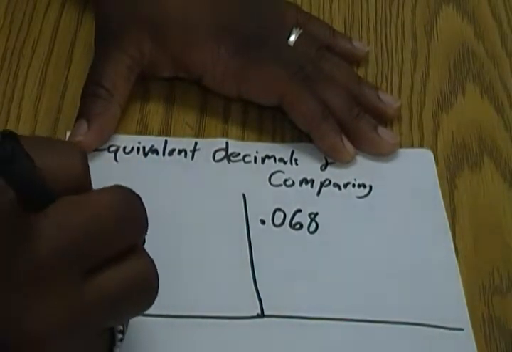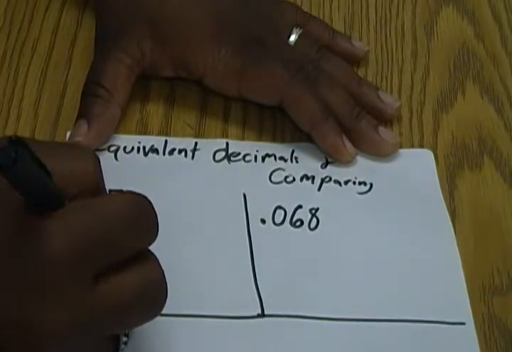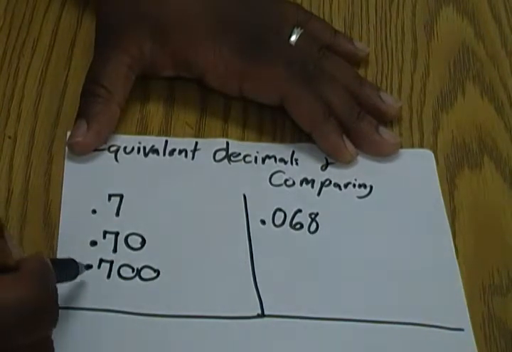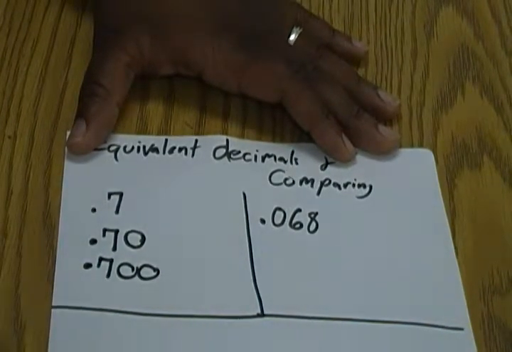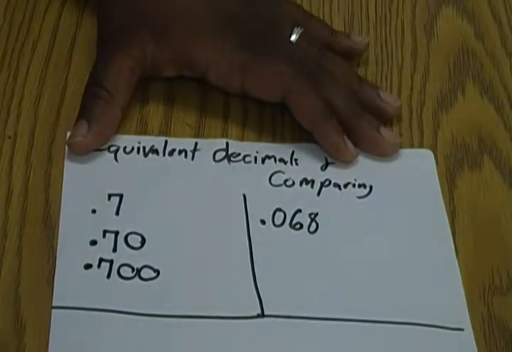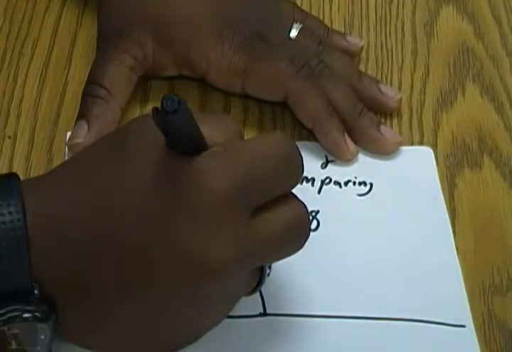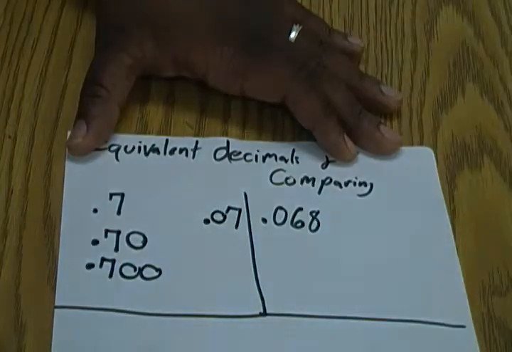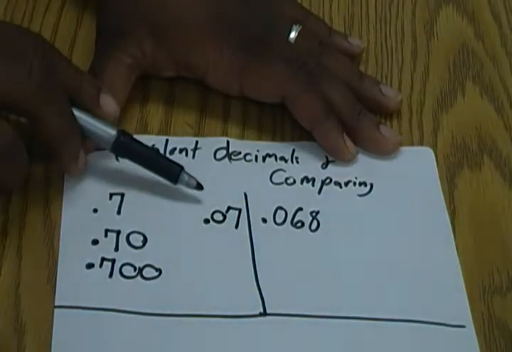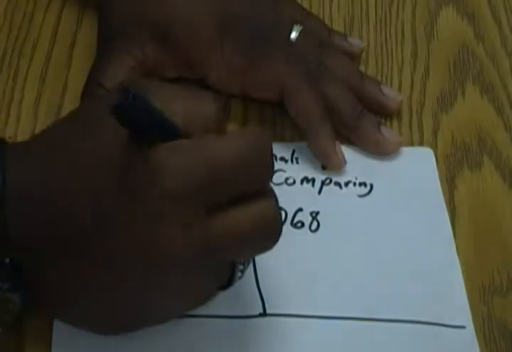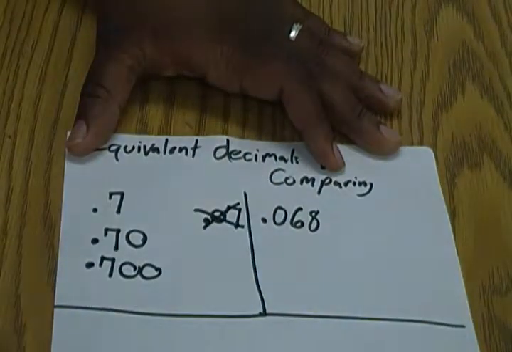Even if I added on another 0, so this has 700, now this becomes 700 thousandths. Those are still equivalent. No matter how many zeros I add on to the end of it, those are equivalent. What is not equivalent is if I do something like this. If I put a 0 in front of it, I change the placement of that 7. The 7 is now in the hundredths place, not the tenths place. So that is not equivalent.